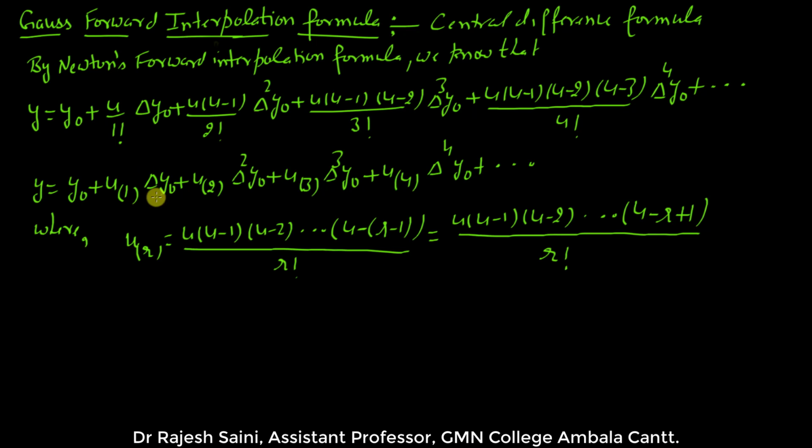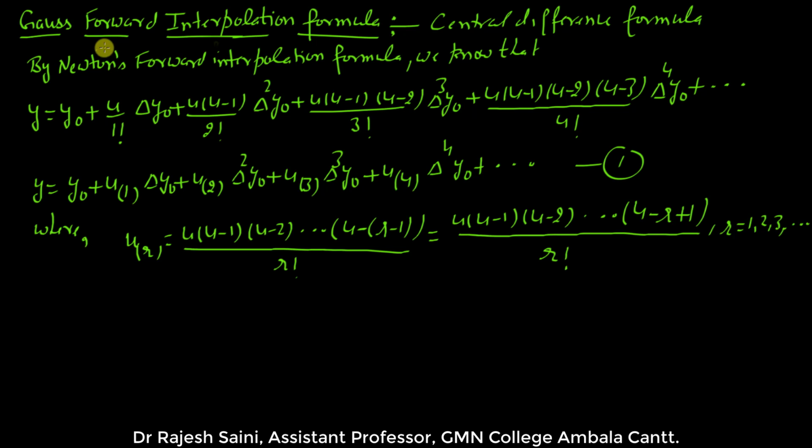Here r starts from 1, 2, 3 and so on, so r is 1, 2, 3 and three dots. Fine. These three dots are known as ellipses. So now name this equation as equation 1.